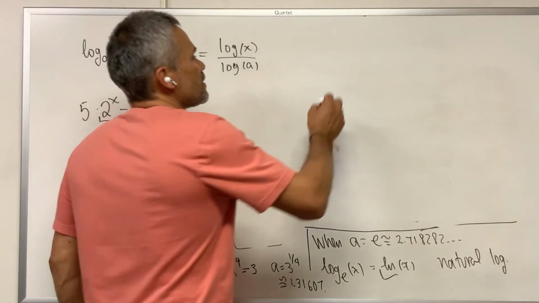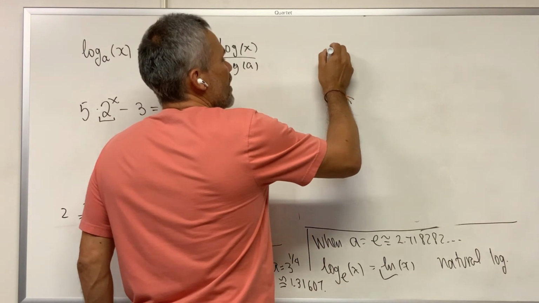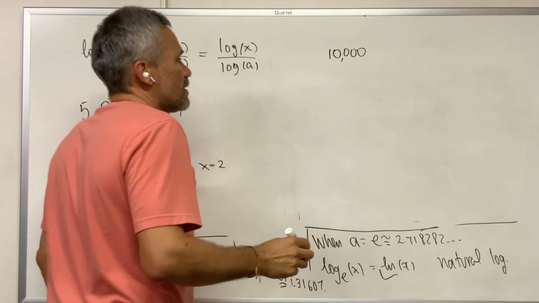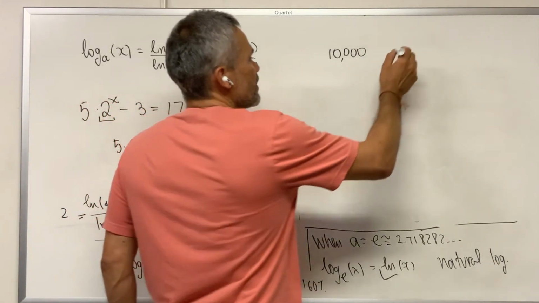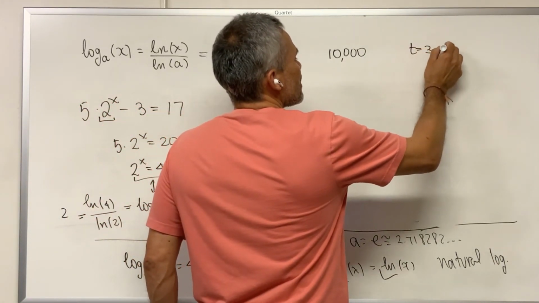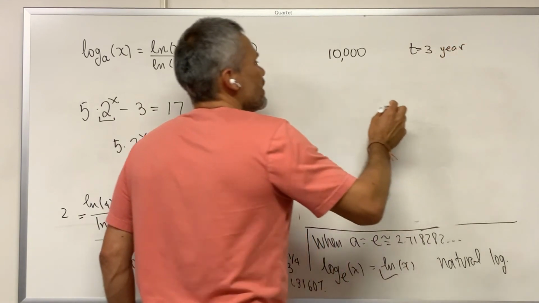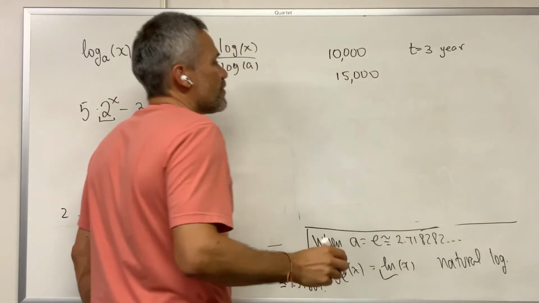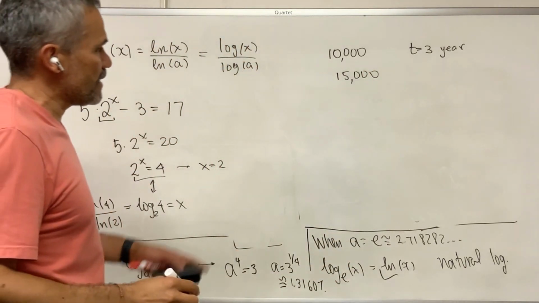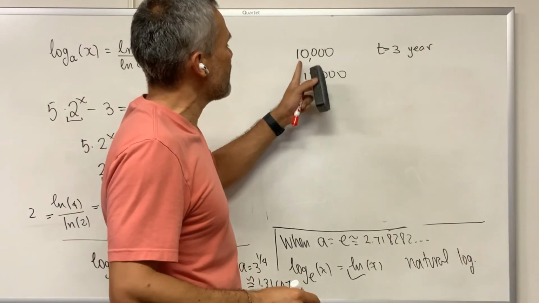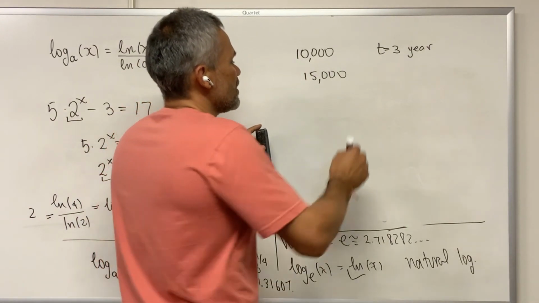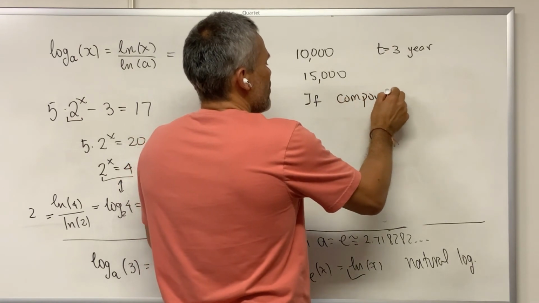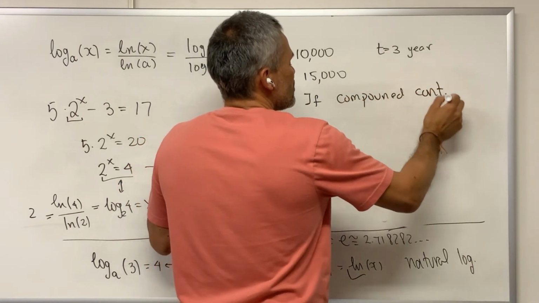Let's suppose that you have a starting amount of money equal to 10,000, and after 3 years you have 15,000. You wonder what the interest rate is if that money was compounded continuously.